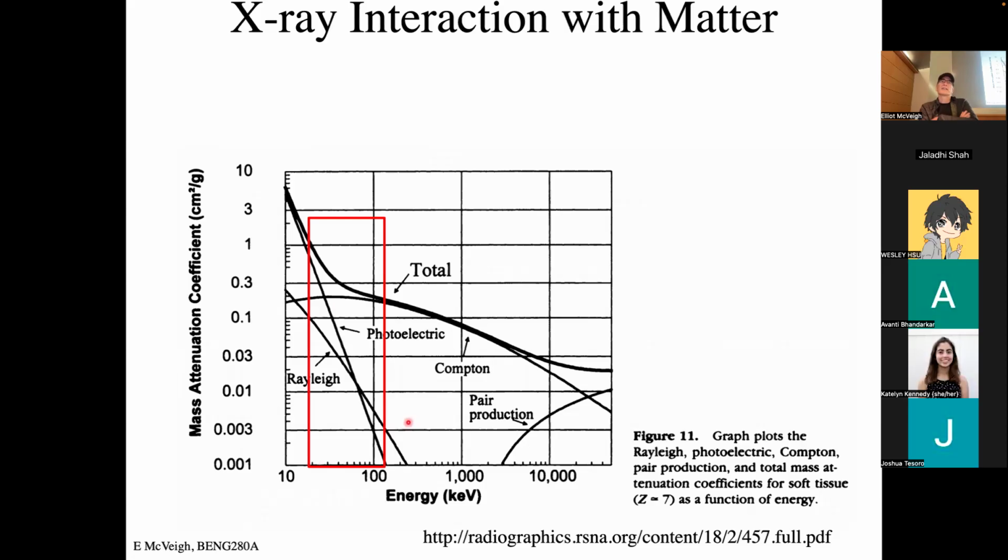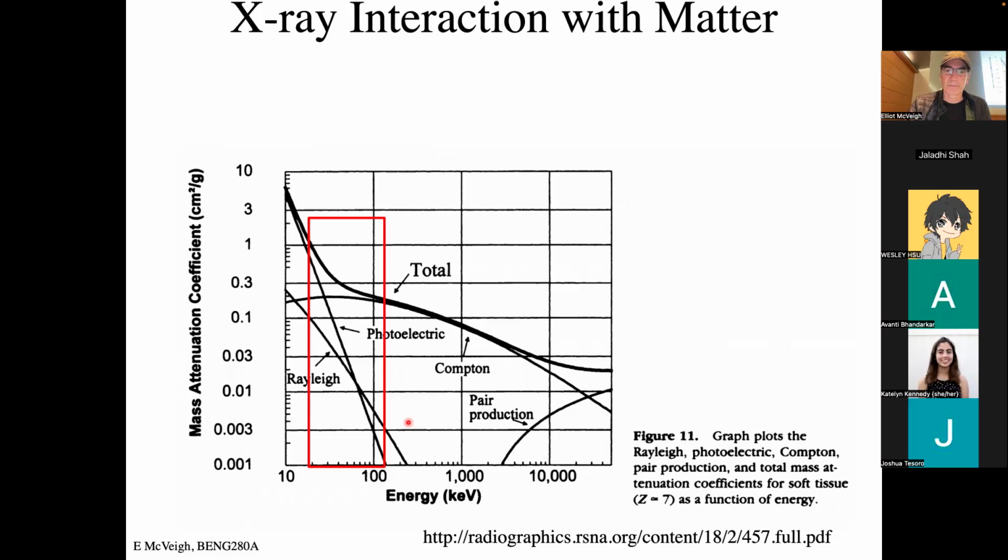Well, as you saw, different materials have different amounts of photoelectric effect based on their Z number. And so you can make a photoelectric effect image and you can make a Compton image, right? So basically your photoelectric effect image is probably a Z image, right?